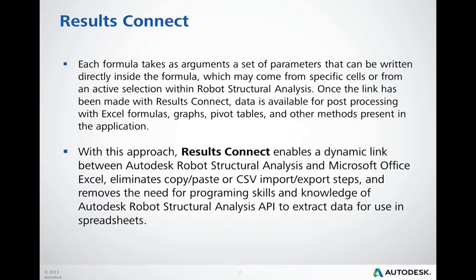Each formula takes as arguments a set of parameters that can be written directly inside the formula, which may come from specific cells or from active selections within Robot Structural Analysis. Once the list has been made with Results Connect, data is available for post-processing in Excel. With this approach, Results Connect enables a dynamic link between Robot and Microsoft Excel, and eliminates copy-paste or CSV import-export steps.